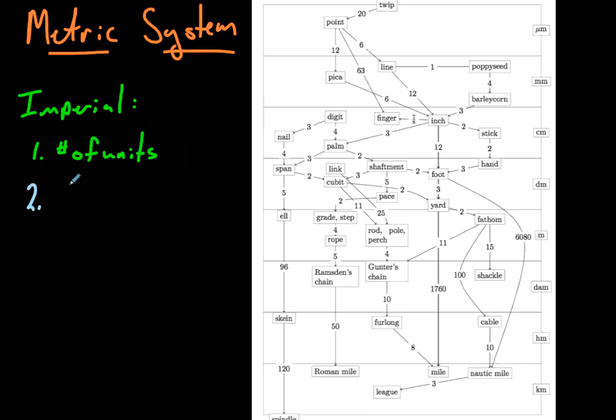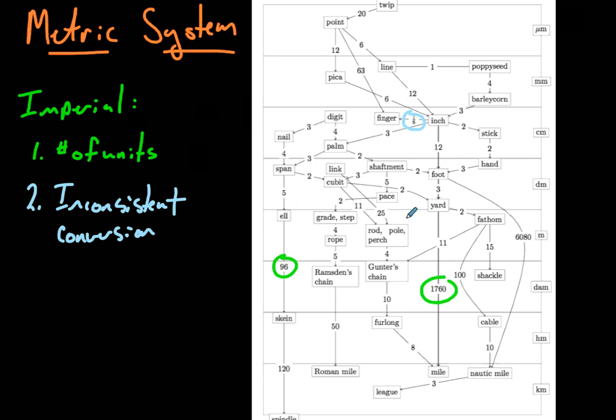Two, the inconsistent conversion factors. When you get away from length and you get into weight or volume, conversion factors become even more crazy. Some real standouts: you've got a 7/8 in there, a 96, and can't forget the 1,760. You've got the 60/80. Trying to keep all of these things straight is probably impossible if you ever had to go back and forth between any of these obscure units.